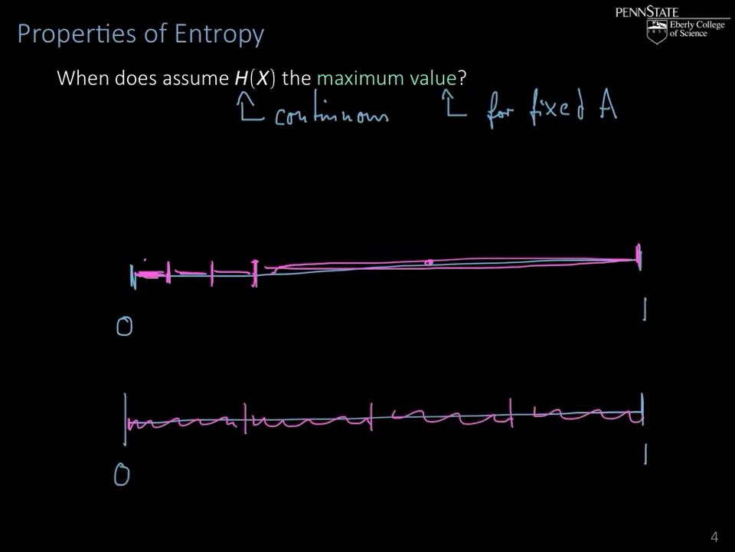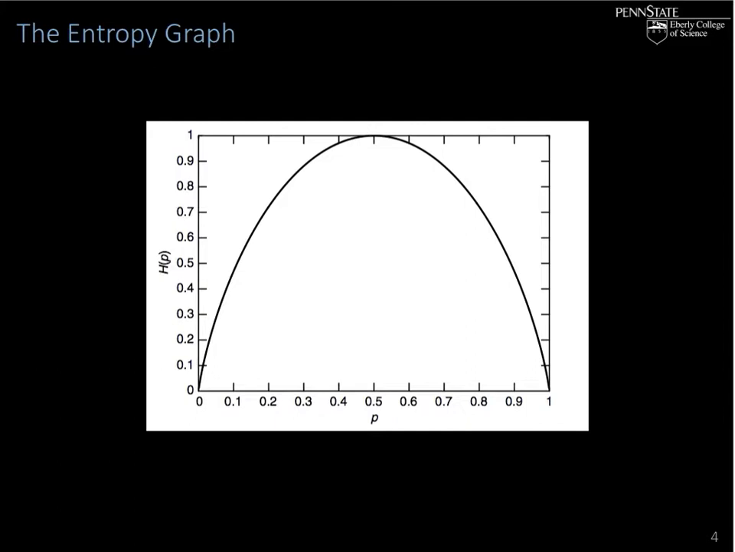And that is indeed true. So H(X) is maximal when p1, the probability distribution vector, is equal to p2 is equal to pn. And one can show this using just a little bit of calculus. And here you can see this in a special case.